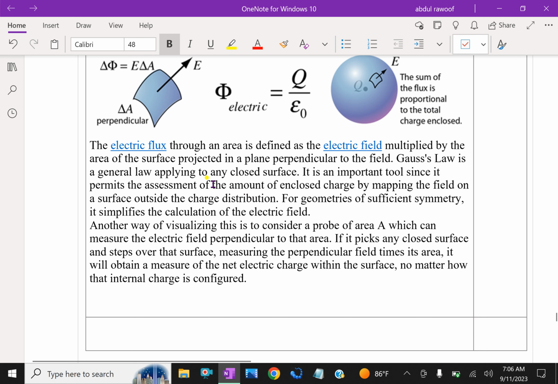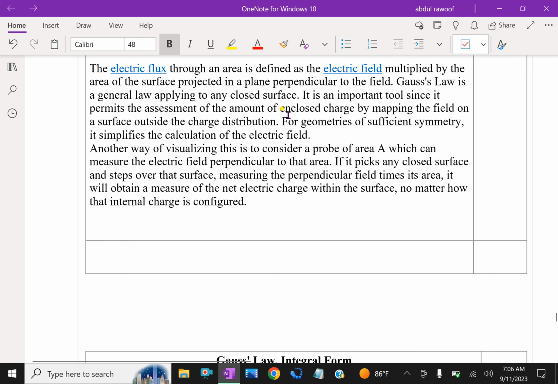The electric flux through an area is defined as the electric field multiplied by the area of the surface projected in a plane perpendicular to the field. Gauss law is a general law applying to any closed surface. It is an important tool since it permits the assessment of the amount of enclosed charge by mapping the field on the surface outside the charge distribution. For geometries of sufficient symmetry, it simplifies the calculation of the electric field.